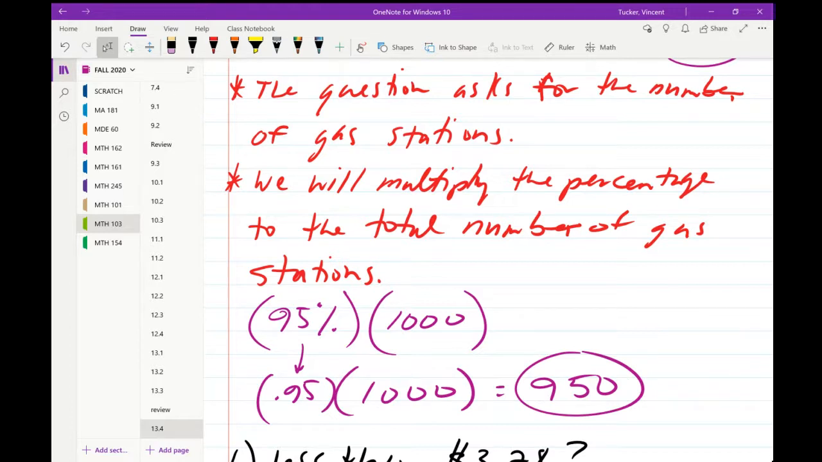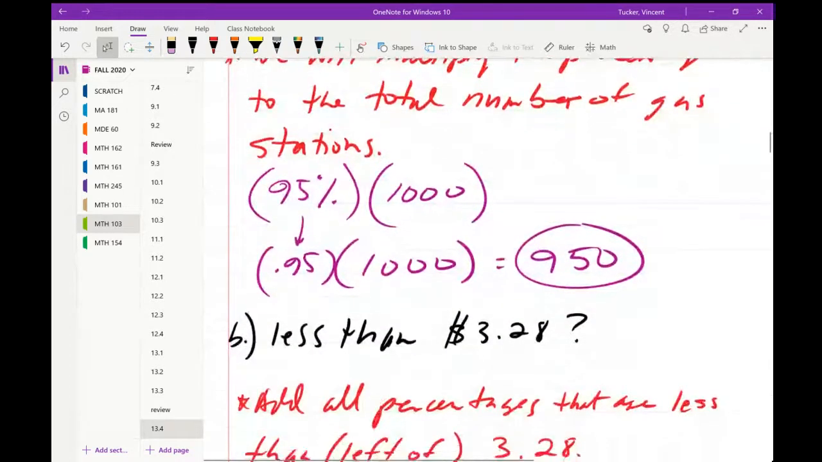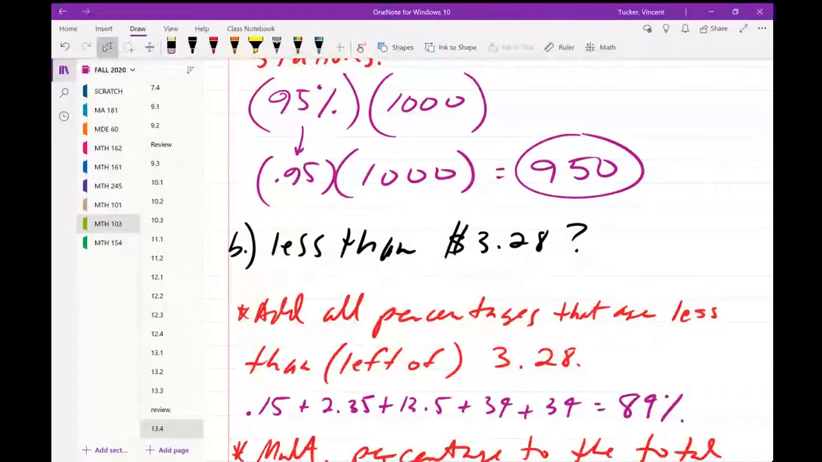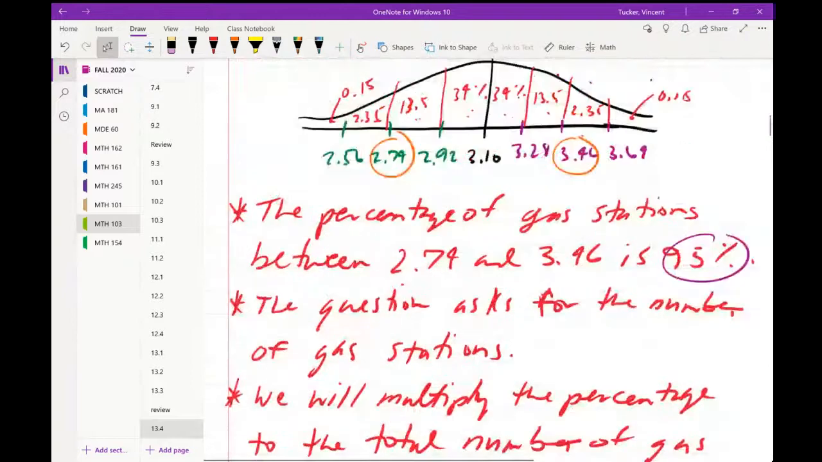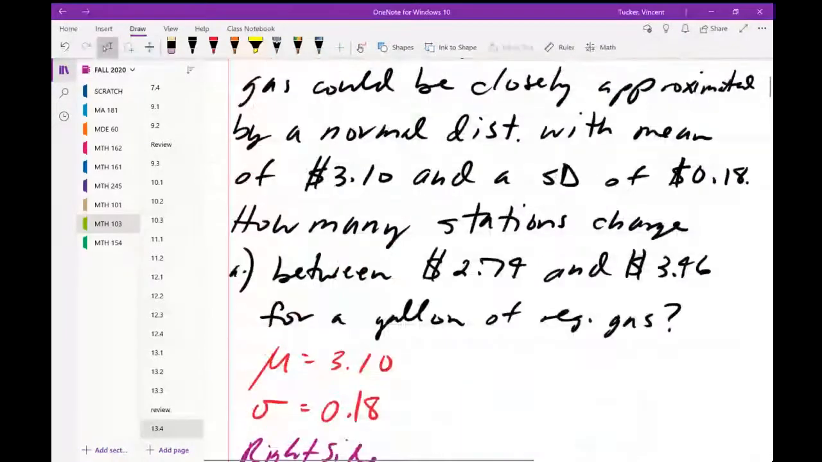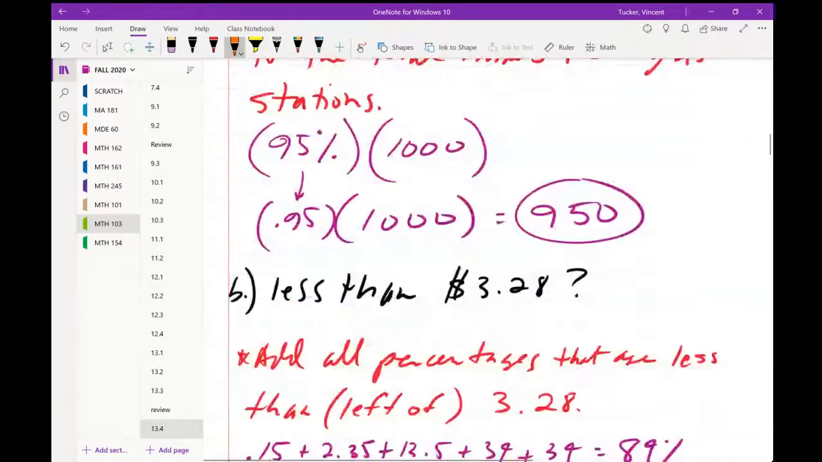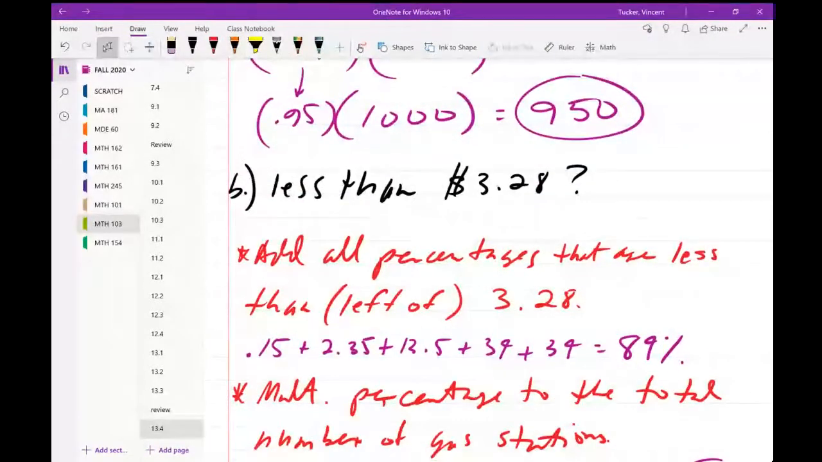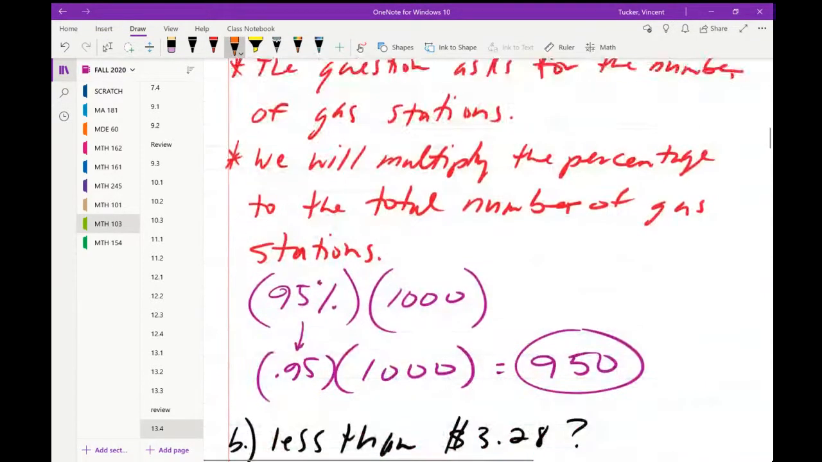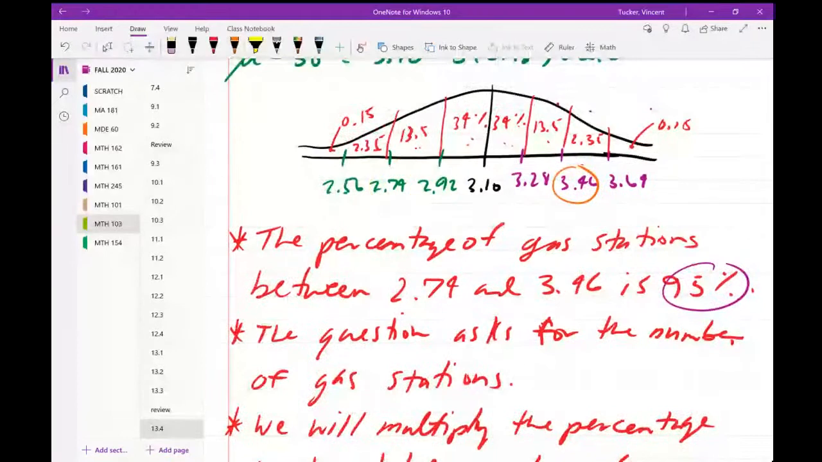All right. So this time they want us to figure out how many gas stations will charge less than 3.28. So what we can do is just add all the percentages that are less than or to the left of 3.28. So when we look at 3.28, that's right here.